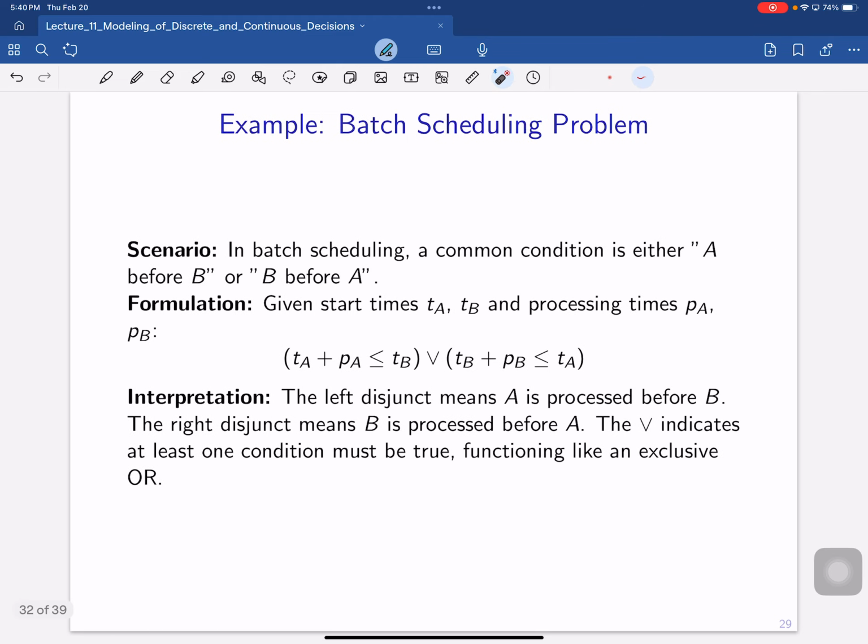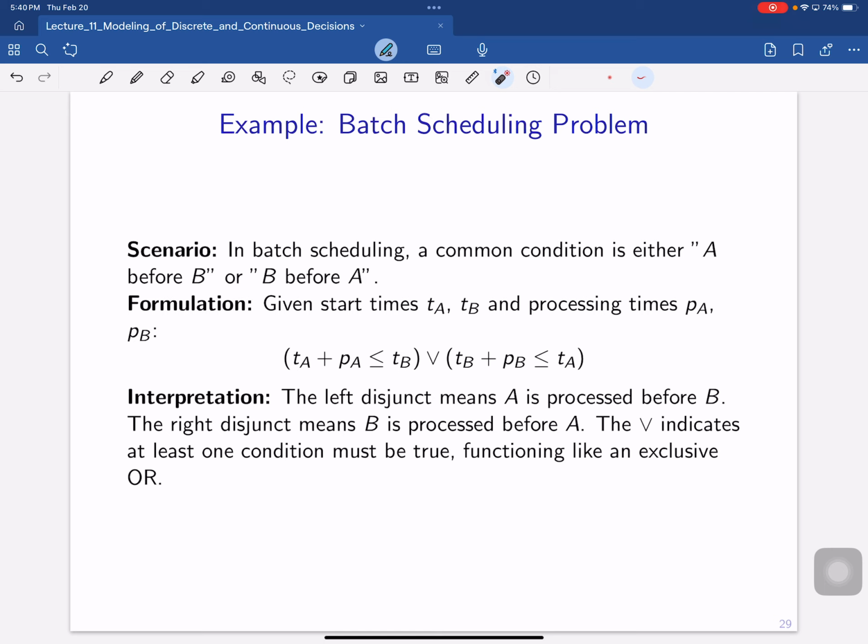Now here's a very simple example to explain what can be modeled using linear disjunctions, for some scheduling problem. A scheduling problem is just you have a number of tasks, then the tasks can be assigned to some machines to be processed. You want to schedule which task goes first, which goes second, and so forth. A common condition is either job A starts before job B or job B starts before job A. If you have a single machine, they cannot happen at the same time.